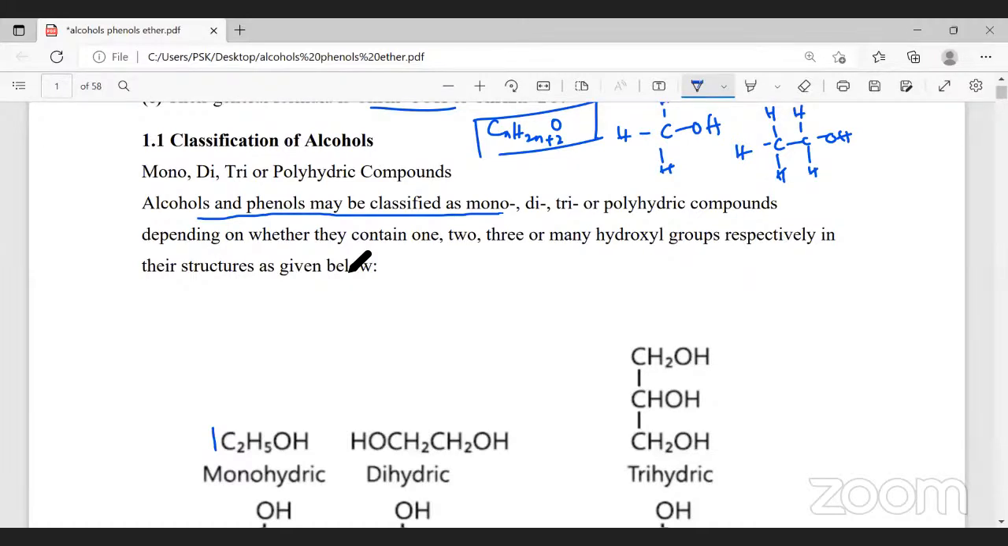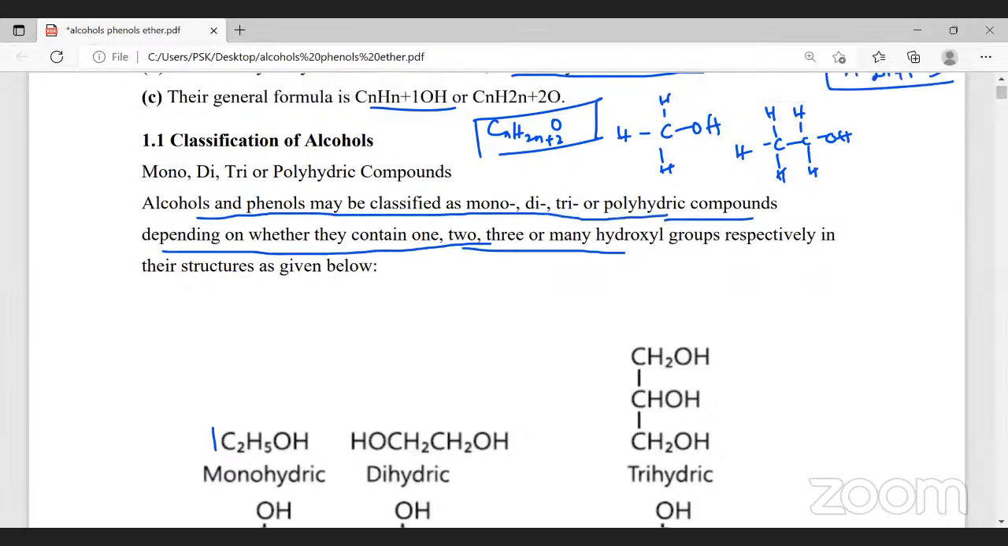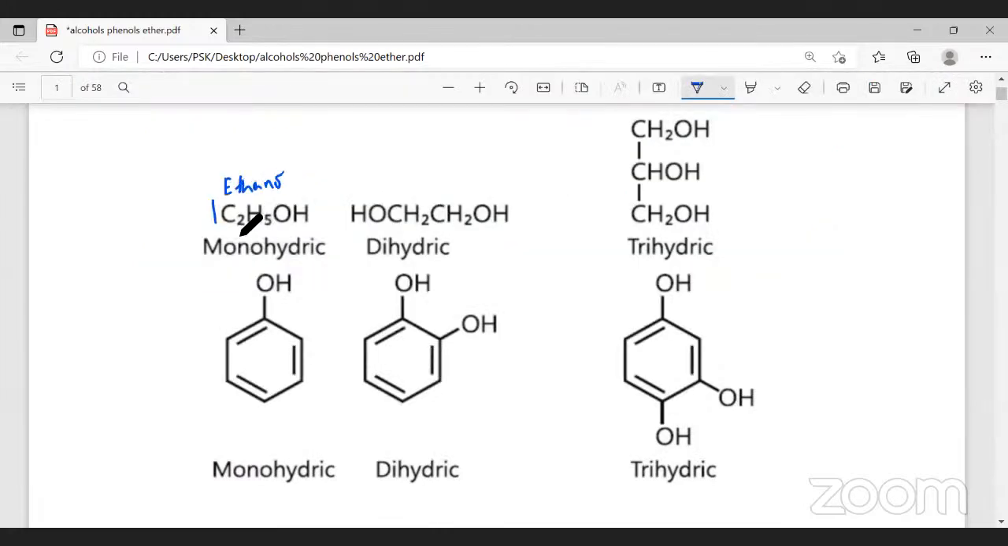So this is ethanol, C2H5OH. This ethanol is a monohydric alcohol because it contains only one OH group. This is ethylene glycol. This ethylene glycol contains two OH groups. Therefore, it will be an example for a dihydric alcohol.